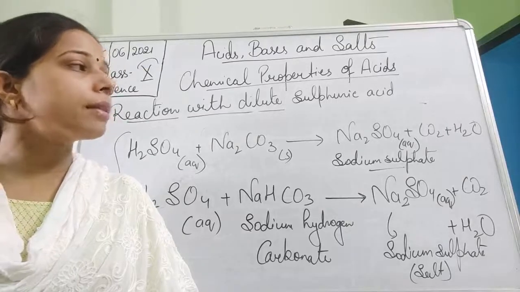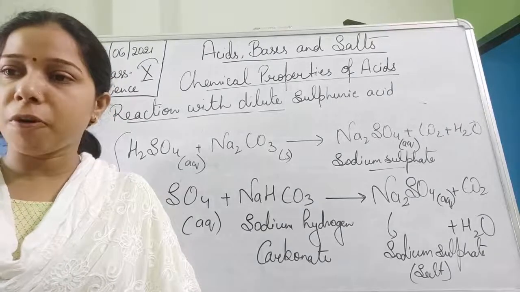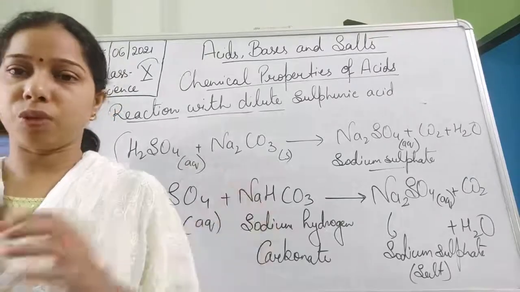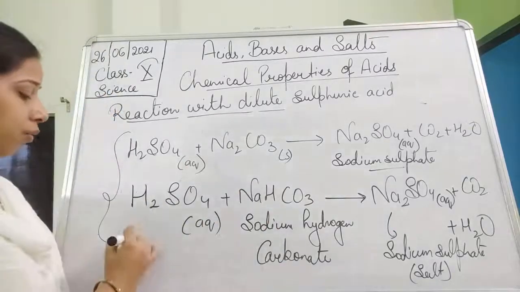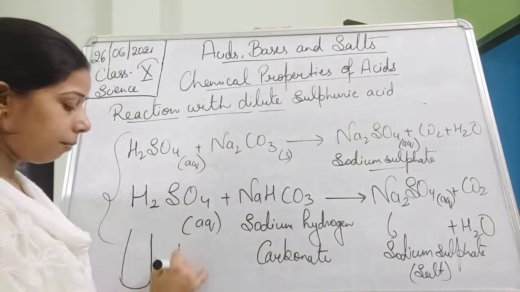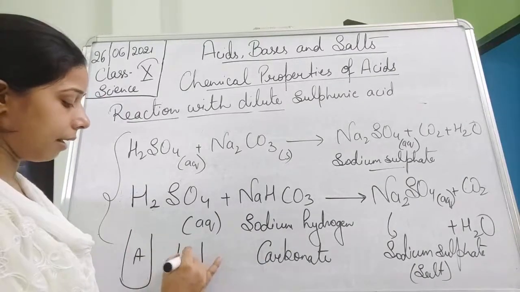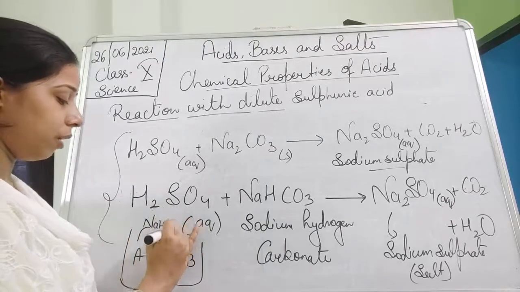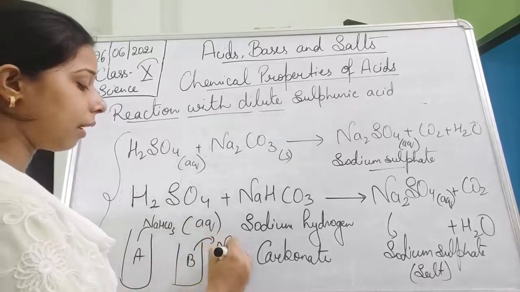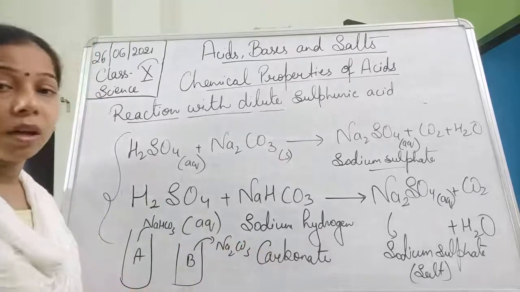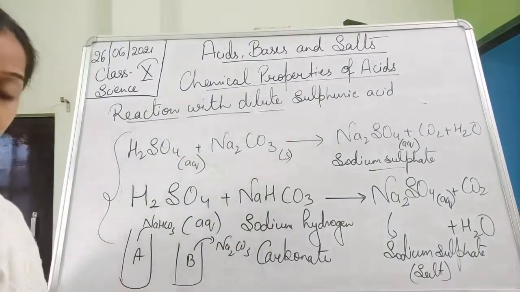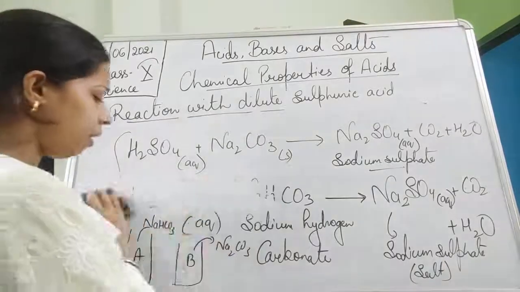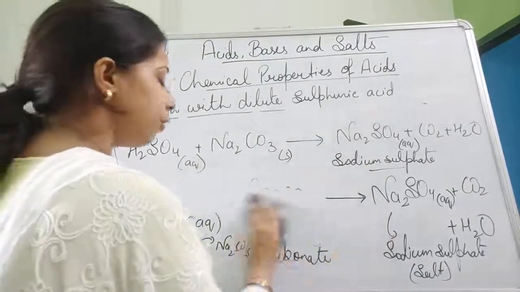Now let us understand this. Suppose we perform an experiment, and in that experiment we take two test tubes, A and B. In test tube A we will add NaHCO3, and in test tube B we will add Na2CO3. Now in both of the test tubes, students, we will add hydrochloric acid, or even we can add sulfuric acid, anything.